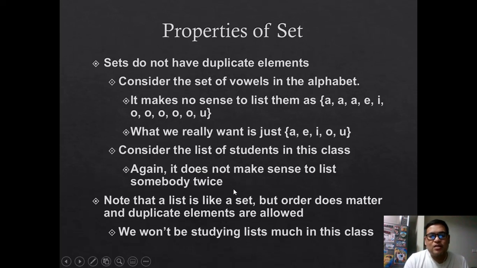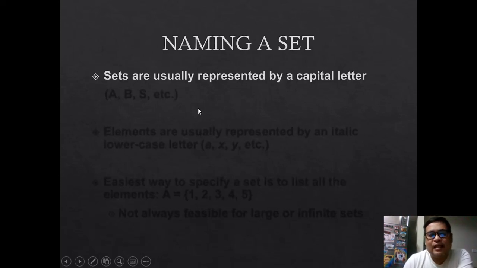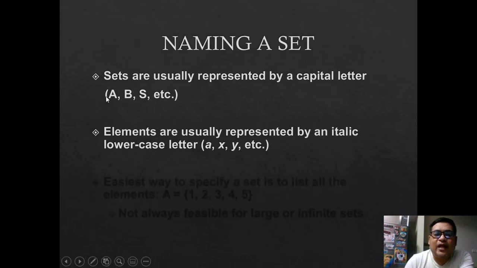We won't be studying lists much in this class, but since we're talking about sets, we have to explore naming sets. Okay, sets are usually represented by capital letters, say, for example, A, B, S, and etc. Elements are usually represented by an italic lowercase letter. So elements in the set use small letters only.